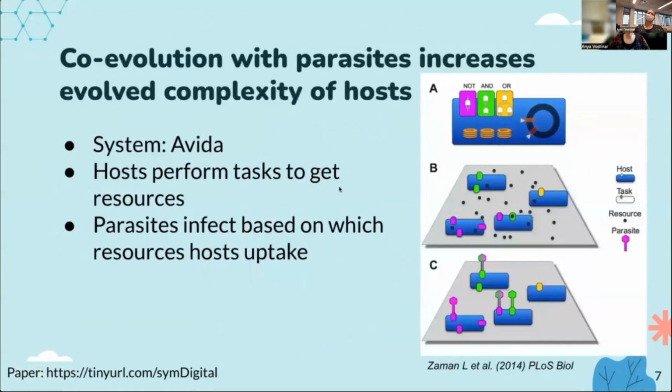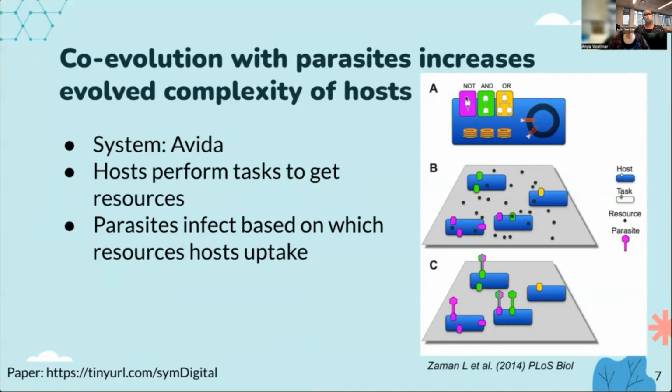Okay, so the first result here is this idea of coevolution with parasites increasing host complexity. This is using the Avida system, and in this system organisms are able to do different logic tasks. Avida is a classic system for studying complex traits. For example, the NOT task only needs a single logic gate, versus the OR task, which needs three. So you can see that these are objectively more complex and can be used to understand how those traits might evolve and be impacted.